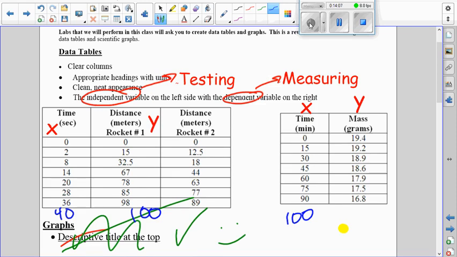The only reason I won't go with 105, because I know that they are going up by 15s, I usually have some folks who say 105, is because 105 is a lot harder to divide when you're dividing it up into different sections. Does that kind of make sense?